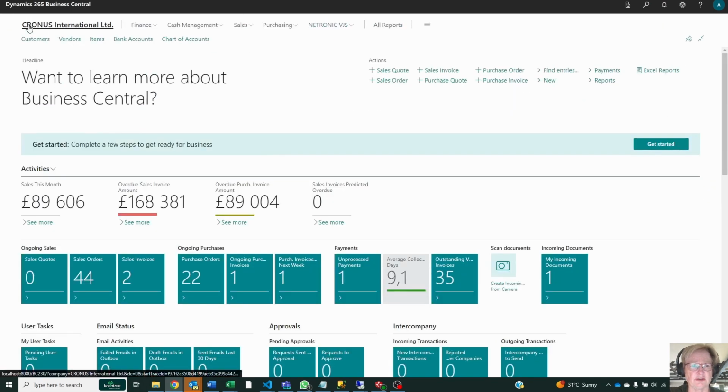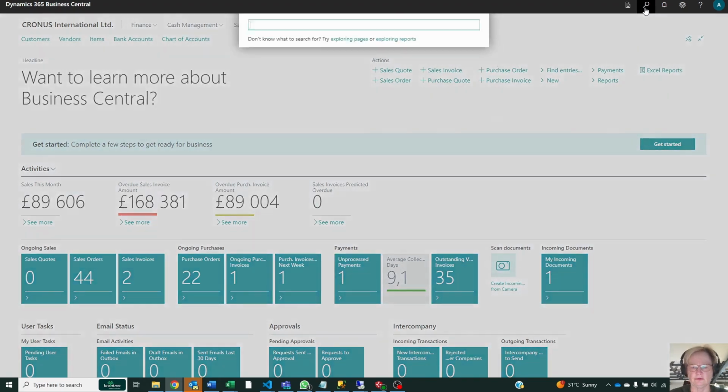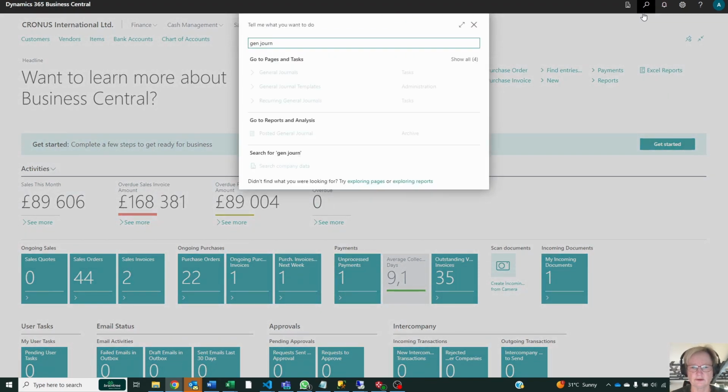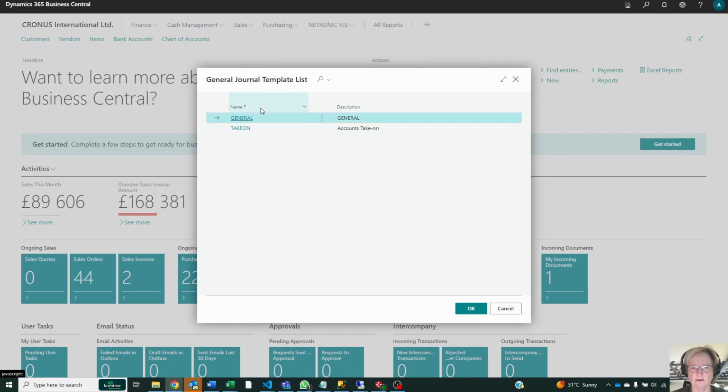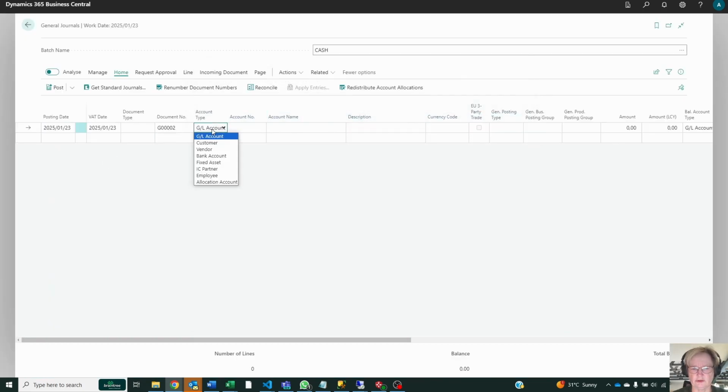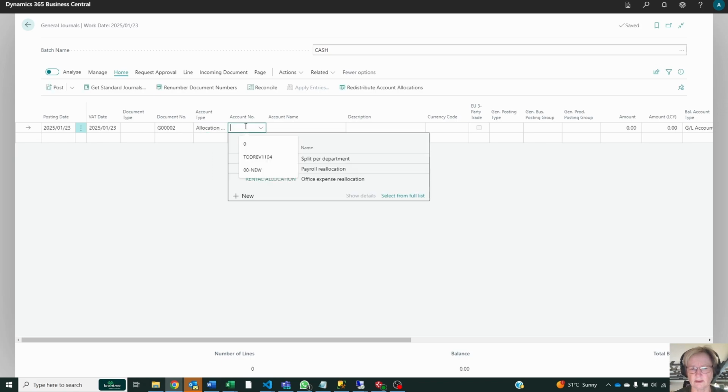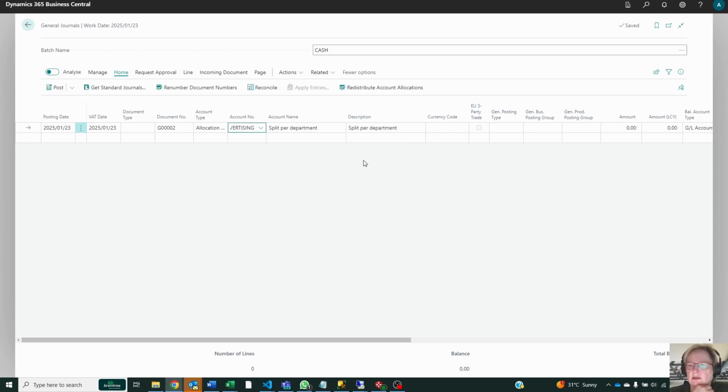Let's try a journal now. So I'm going to go to General Journals. Here, select that one. Here is my journal. So again, I'm going to say I want to use an allocation account. And I am this time going to use the first one. This is my advertising. And again, I need to put in an amount. Let's say it's 20,000. So remember that this one was set up to go to the same account, 3 lines going to one account, each one with a different department dimension.